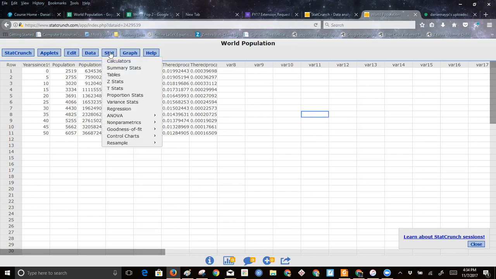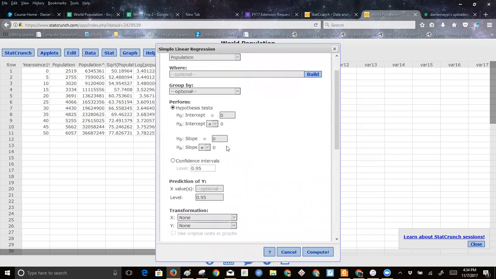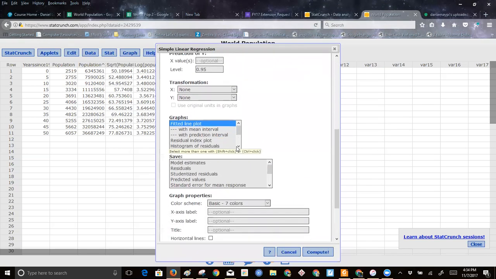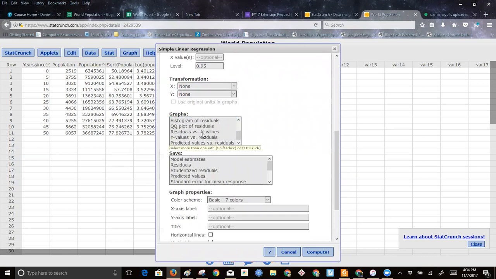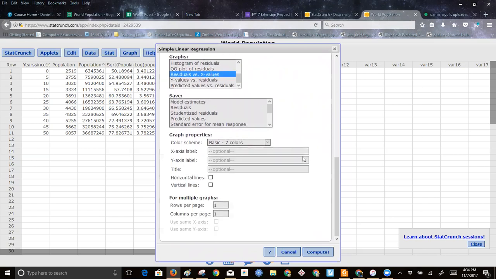So what I'm going to do is Stat, Regression, Simple Linear. And I'm going to select the year since 1950 as my X variable. And just to see what it looks like, here's to the first power. I'm going to ignore the hypothesis testing. I do want to graph residuals versus X values. I also want to graph a fitted line plot, and that'll give me the scatter plot with the regression line on it. It'll give me the residuals. It'll also calculate the least squares regression equation for me.